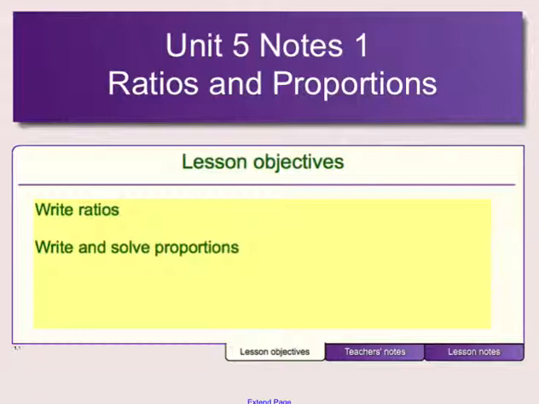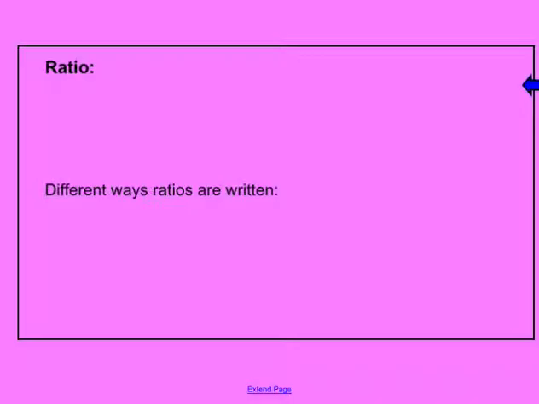So let's take a look and define ratio and proportion a little bit. So what is a ratio? Well, a ratio is a comparison of two quantities using division. So I'm going to figure out a way to write the ratio 2, 3. So here are the different ways that you can do that.